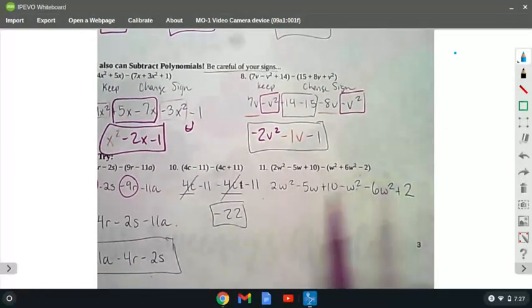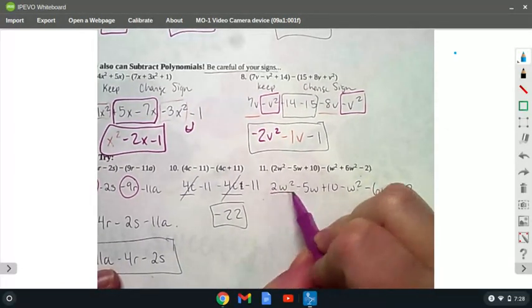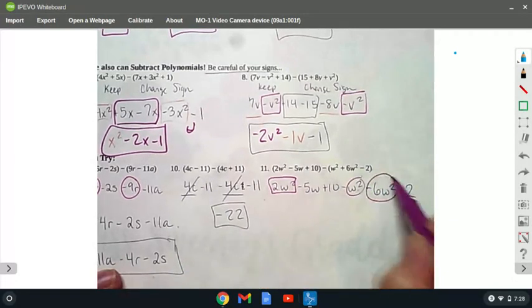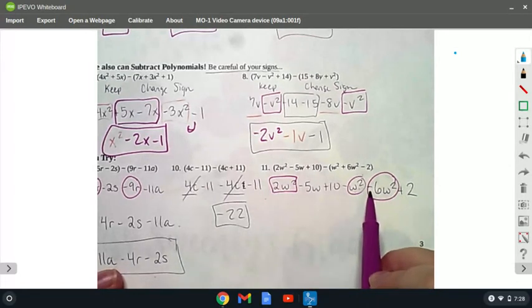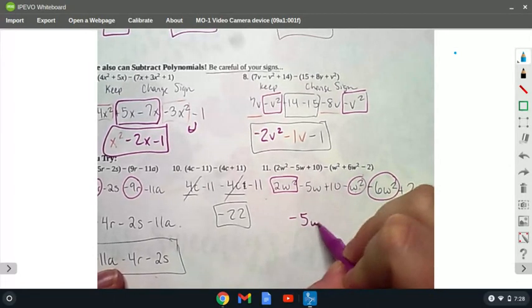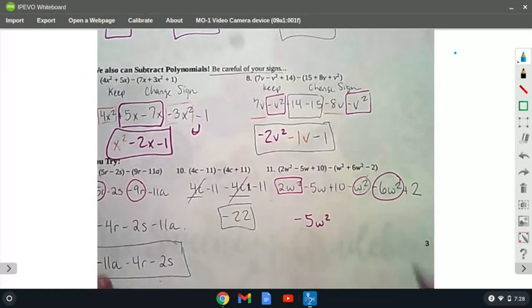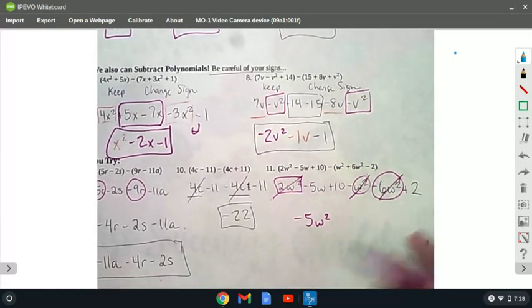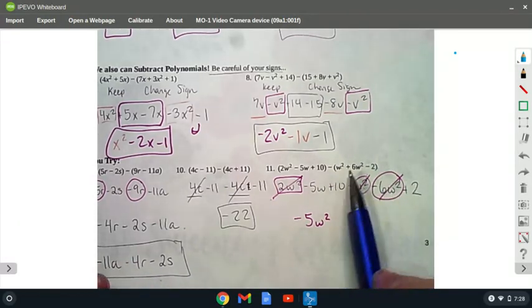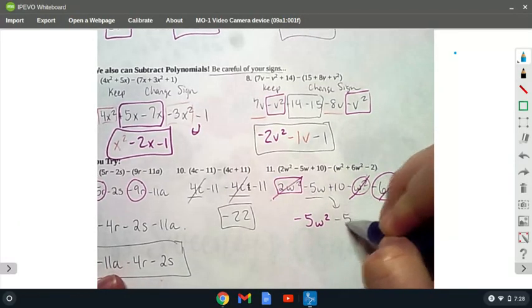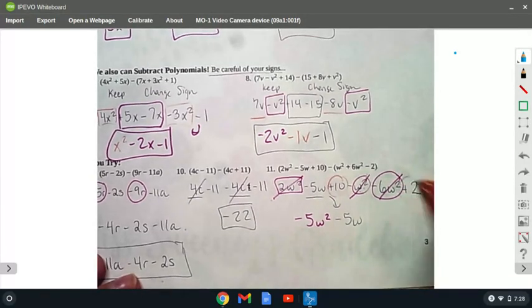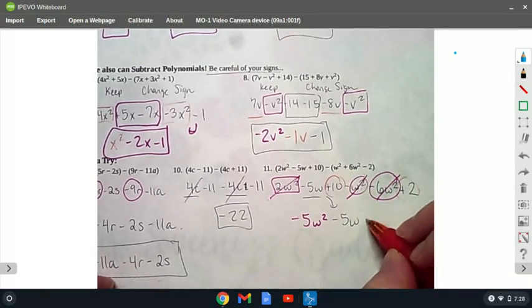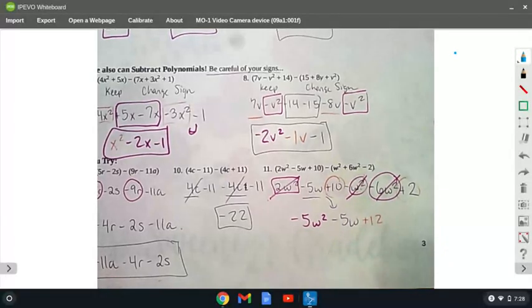Now I'm going to combine my like terms, but I want to start with my largest degree. That largest degree here is 2. So I have 2 minus 1, so that's 1, minus 6. 1 minus 6 is -5, and that's that w squared. I'm just going to cross these out because I know I used them now. My next term would be this -5y, and it doesn't have any like terms, so there's nothing I can combine it with. And then lastly, I have this 10 and this 2, and they're both positive. I can combine them to get 12.